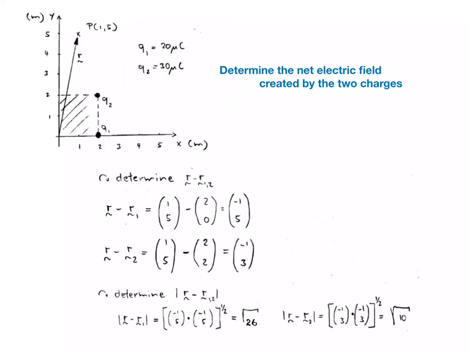In order to determine this net electric field, first, the vectors that identify the distance of separation between source charge Q and point of interest are calculated. They are r minus r1 and r minus r2. The results are minus 1, 5 and minus 1, 3. Since the denominator of the expression for the net electric field contains the magnitude of these 2 vectors, the 2 magnitudes are also calculated as the square root of 26 and the square root of 10, respectively.